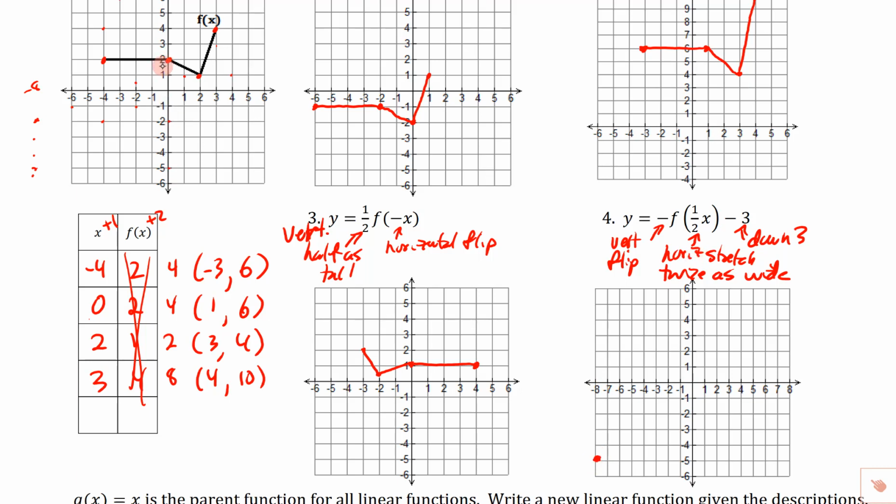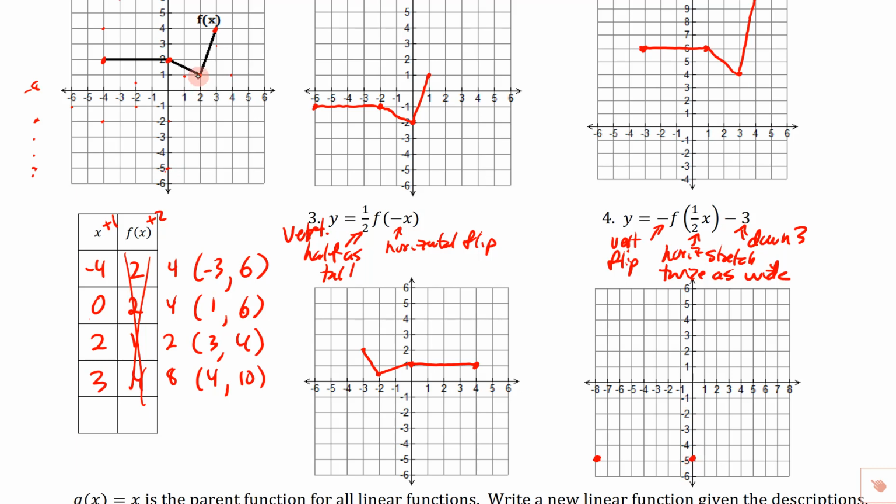Okay, let's do this one. Again, we're going to do a vertical flip. So that means we're going to flip it upside down. So we're going to flip down here. It needs to be twice as wide. If you're on 0, it's not going to go anywhere. And then we need to go down 3. So down 1, 2, 3. So we're going to be right here at -5. So -5 right there.